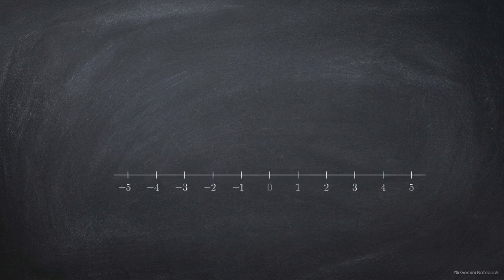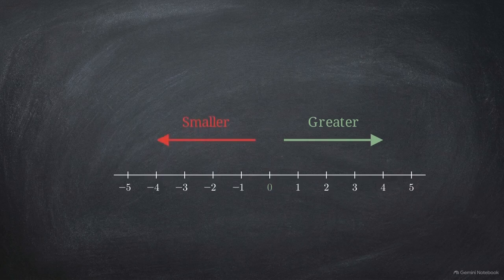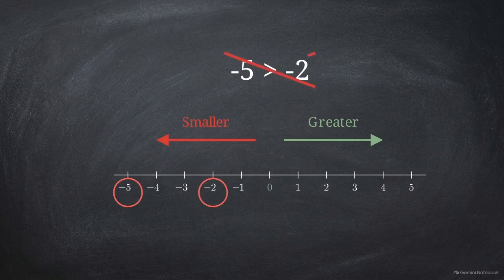To navigate this new space, we use a number line. The mechanics here are absolute. Moving to the right means a number is greater, and moving to the left means a number is smaller. So look closely at this line. Which number is greater, -2 or -5? Your natural instinct is probably to look at the digits and assume 5 is bigger than 2. But applying positive number rules to negative values will lead you to the wrong answer.